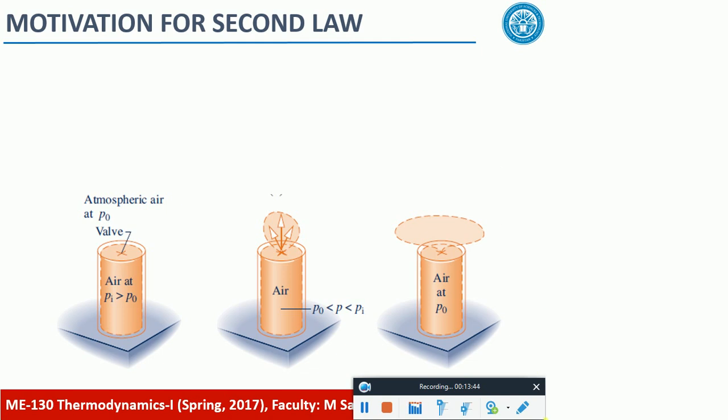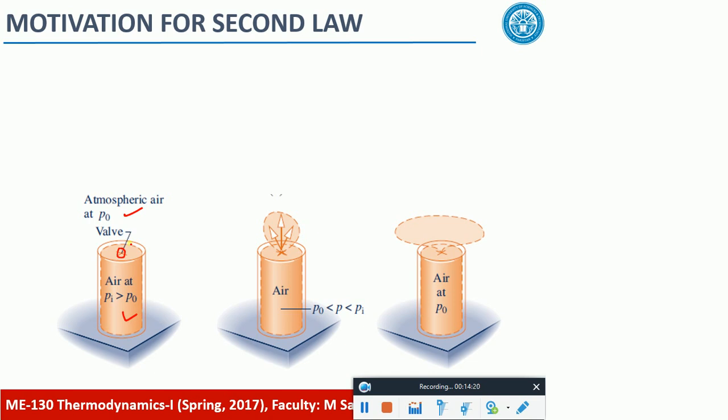There is air which is at higher pressure inside the container than that which is outside the container, in the atmosphere. So Pi is greater than P naught. Obviously if you just open this valve, or let's say there is a small hole or opening in that lid, what would happen? Air would come out, and that process would occur spontaneously, automatically. Why? Because it is natural. The fluid would flow from higher pressure to the lower pressure.